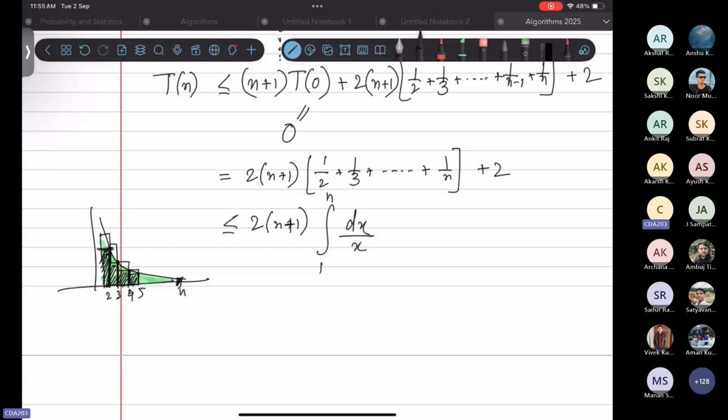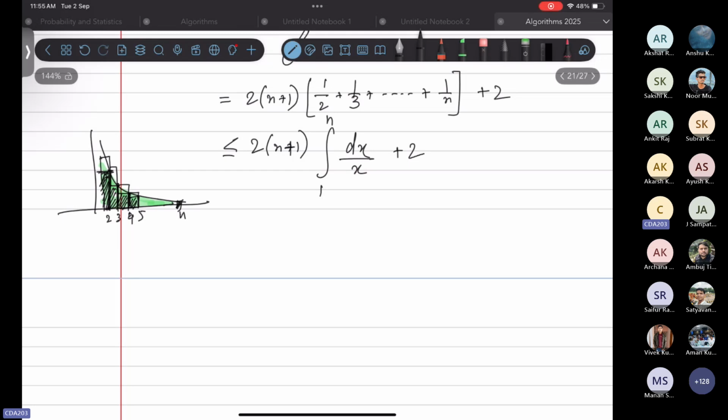And you can have this 2 as well. And if you do this, it is nothing but log n, right? It's like 2n plus 1 log n plus a 2. And that is nothing but, in big O notation, n log n.